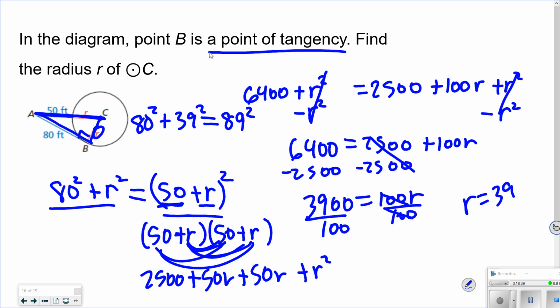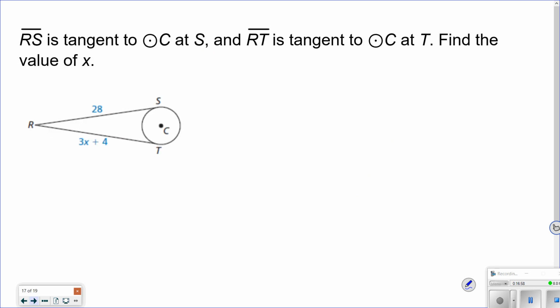So now there's our answer. R is equal to 39 right there. A little bit more work. Most of the work there is just solving the equation. The concept is just this: if it's a point of tangency, then it has to be a right angle. And if it's a right angle, we've got a right triangle, and I can use the Pythagorean theorem to go through and solve that.